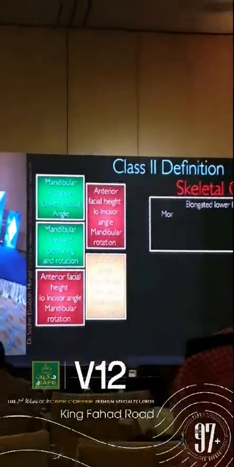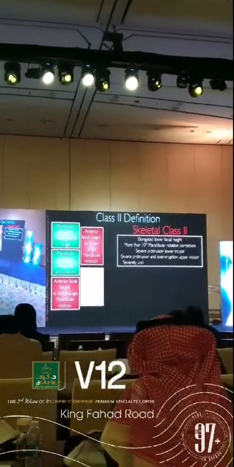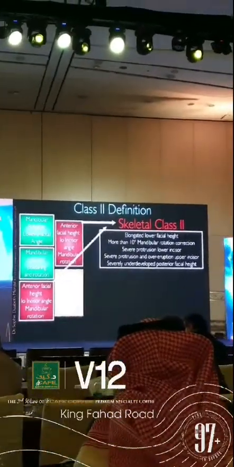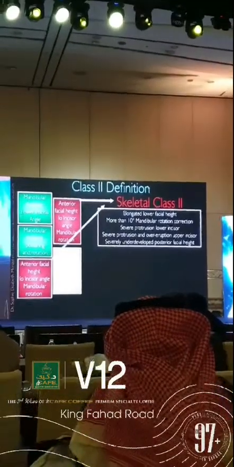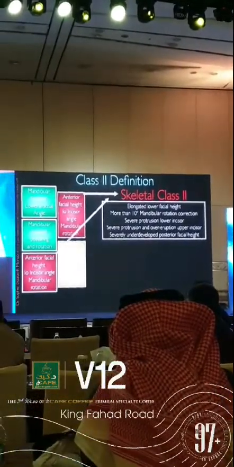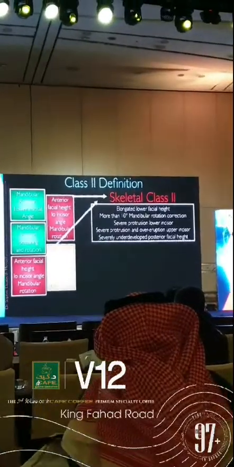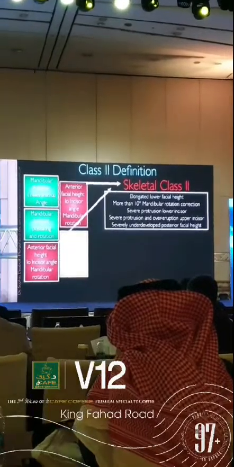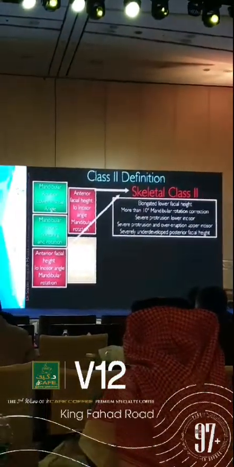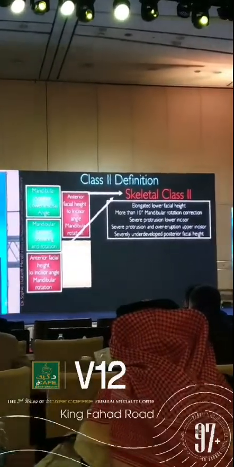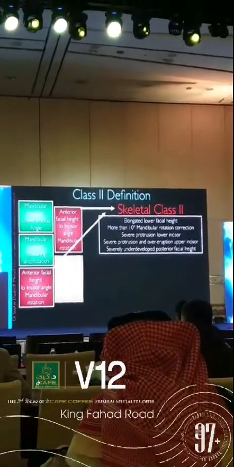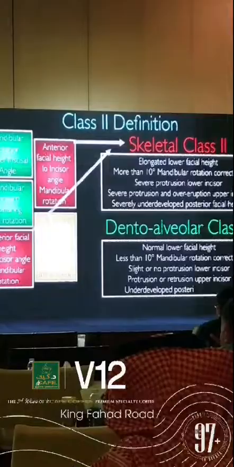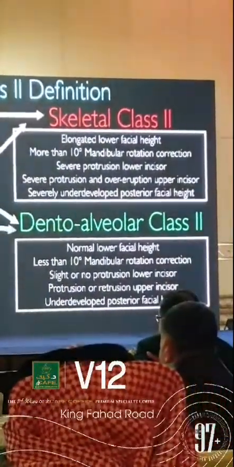So in the end, looking at skeletal patients, I would summarize that they have elongated lower facial heights, they have more than 10 degrees of mandibular rotation that we need to correct. We need to look at the severe protrusion of lower incisors, and we have protrusion and over-eruption of upper incisors. We heard all of this this morning from the esteemed colleagues that did their lectures. And of course we have severely underdeveloped posterior facial height, which is what I was talking about when I said the ramus needs to do a lot of growing.